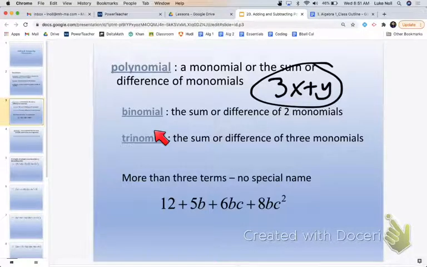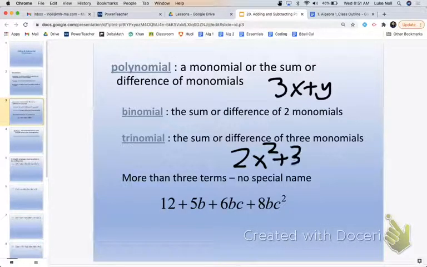Then, of course, a trinomial, okay, is the addition or subtraction of three monomials. So let's say you have this. That's a trinomial, right? It's three separate monomials that are being added or subtracted together, right? 1, 2, 3, separated by plus and minus signs. Trinomial. Anything other than a monomial, binomial, or trinomial has no special name. We just call it a polynomial. Poly means many, right? So these are specific types of polynomials.